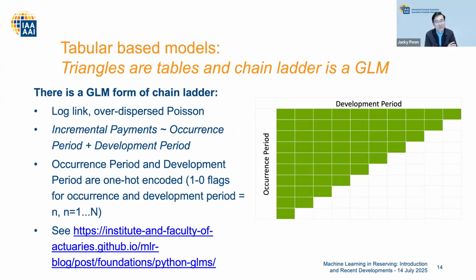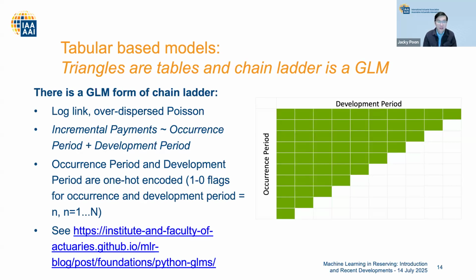And then once we get through the data phase, okay, what do we do with the models? For those who are starting from a more traditional actuarial lens, I'd like to just introduce this idea that firstly, triangles are tables, and the chain ladder is in fact a GLM. And the concept is this. If you take your data and you one-hot encode your occurrence and development period, and you fit a log link over-dispersed Poisson or some other like log link GLM, then your incremental payments is a fit on occurrence period and development period. And that is mathematically equivalent to a chain ladder model.